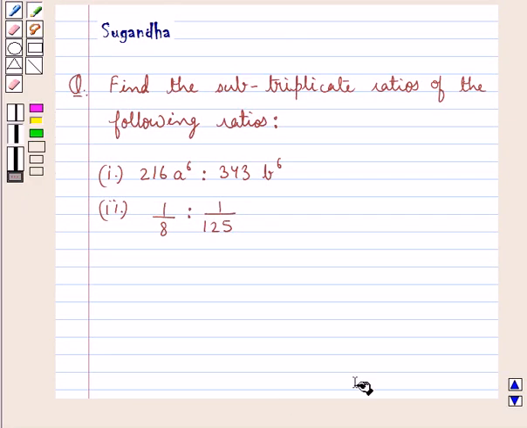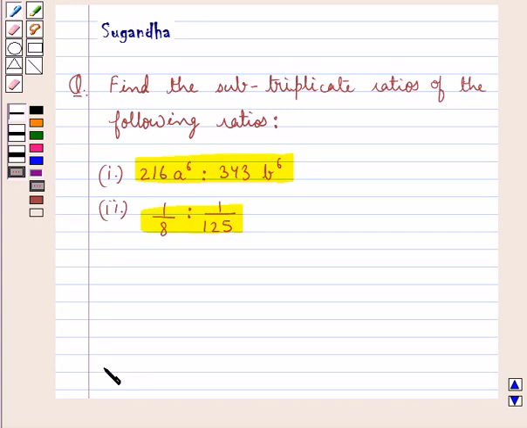In this session we discuss the following question which says, find the subtriplicate ratios of the following ratios. In the first part we are given the ratio 216 a to the power 6 is to 343 b to the power 6. In the second part we are given the ratio 1 upon 8 is to 1 upon 125.